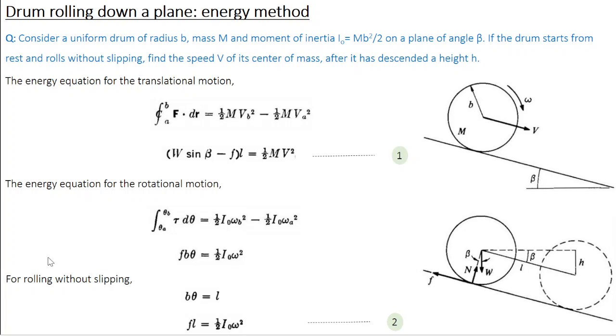We also have a constraint equation because the drum is rolling without slipping. So I can write the linear length L is nothing but the radius b multiplied by theta. So b theta equals L. This follows from the pure rotation. Okay. So we have all the required information. Now let's solve this equation. In this equation, instead of b theta, I can write L. So I have FL equal to half I naught omega square.